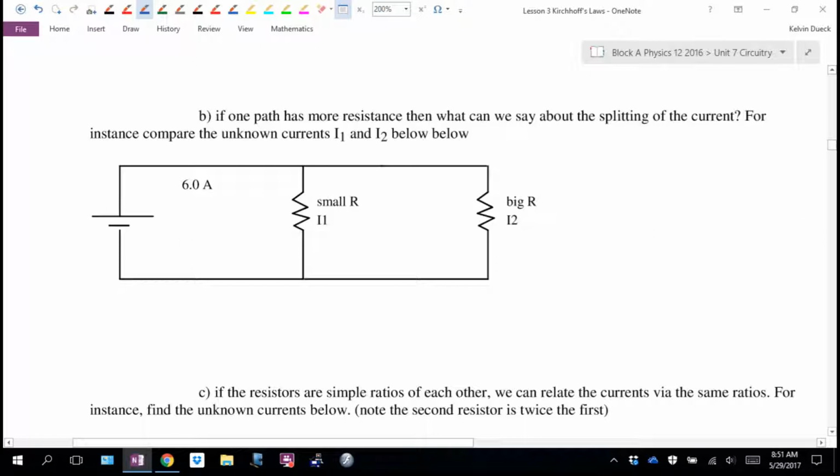So if one path has more resistance, what can we say about the splitting of the current? Small resistor versus big resistor. I1 is going to be bigger than I2. Small resistor, you can think a wider ski run, you can fit more skiers on it. Big resistor, high resistance, tough to go through. You can think, oh, it's a narrow trail, you can only fit a couple of skiers on there. I use that once in a while as a bit of a built-in error check. Do my numbers make sense?